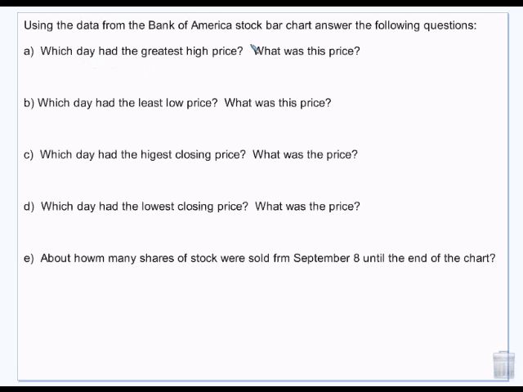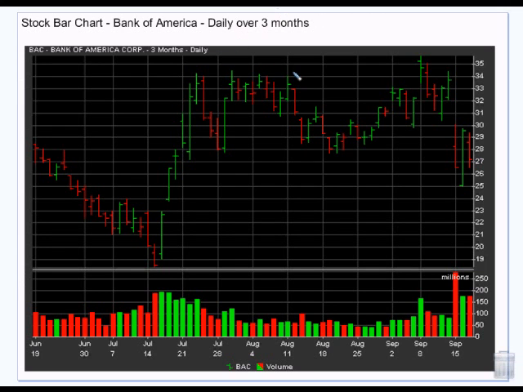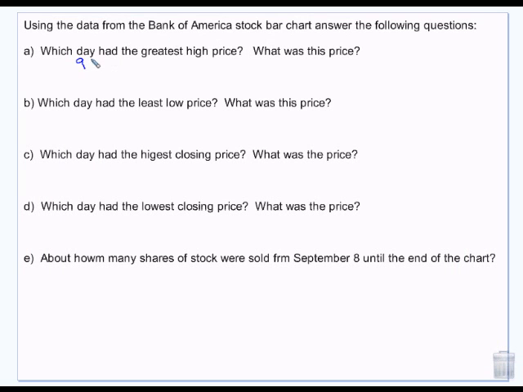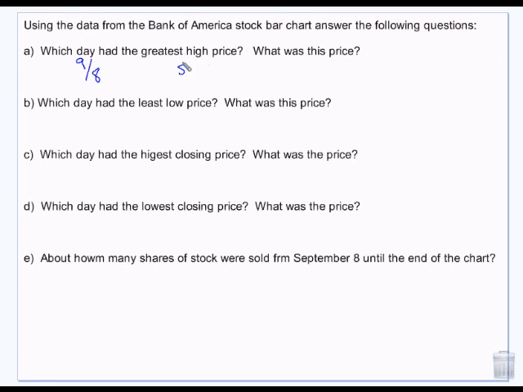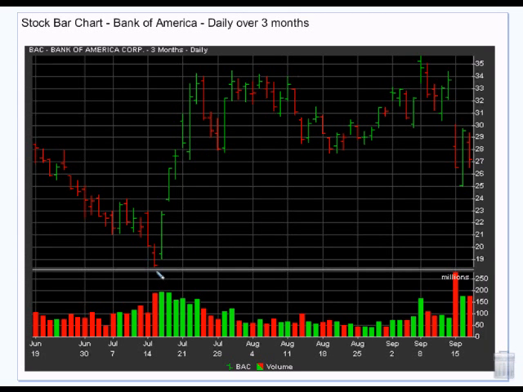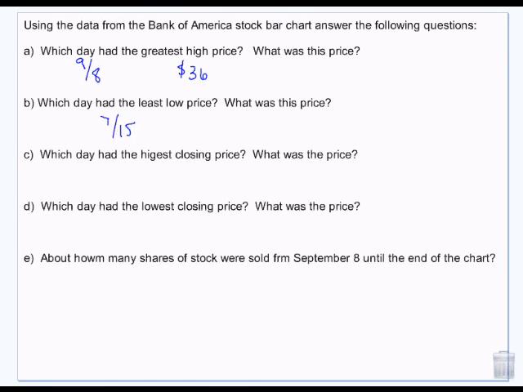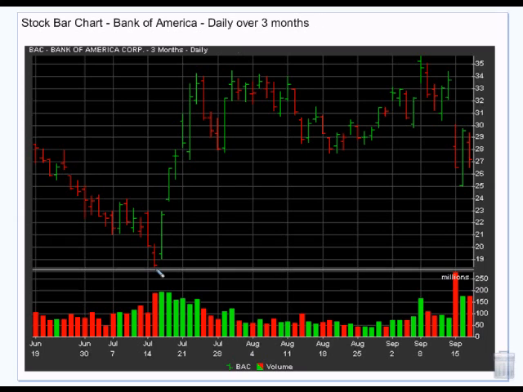Which day had the greatest high price? Okay, so we're looking at the tops of the sticks. So which? Yeah, September 8th has the greatest high price. And we want to know what this price is. Well, it's topping out, so I'm going to say 36. Okay, so good. The least low price, we're looking for the one that the stick is at the very lowest, which is going to be here. So that's July 15th, actually. Oops, wrong one. Yeah, probably $18. Is that making sense for everyone?